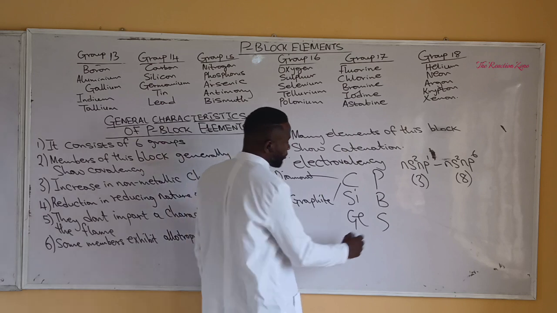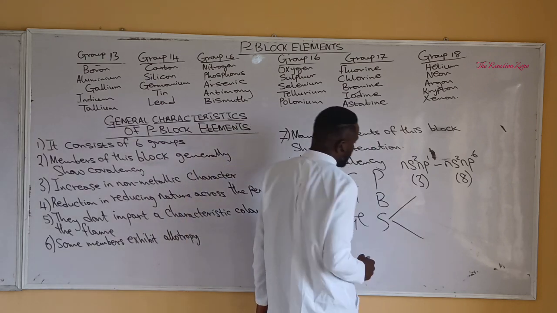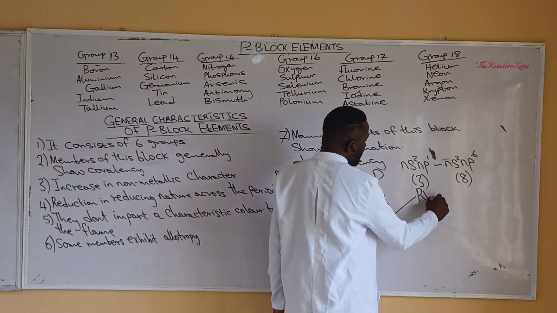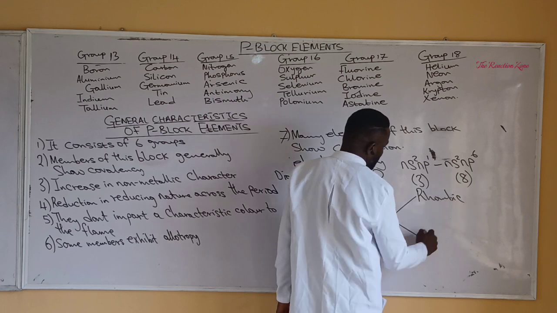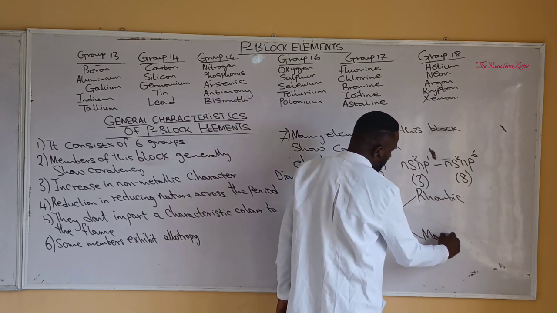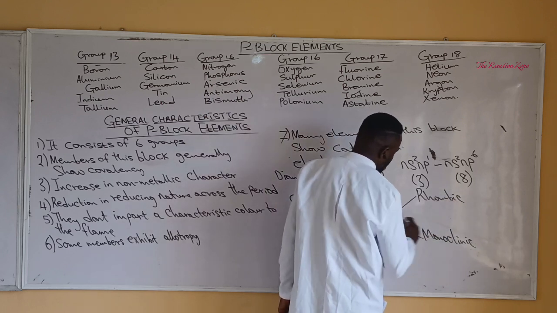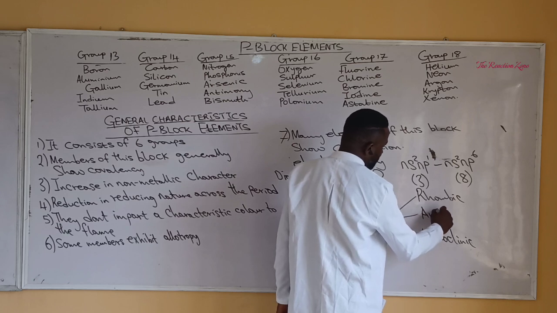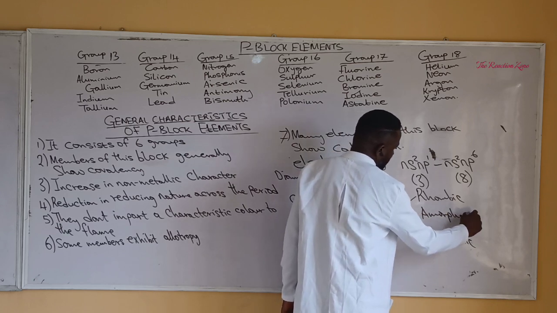The allotropes of sulfur include rhombic sulfur, monoclinic sulfur, as well as amorphous sulfur.